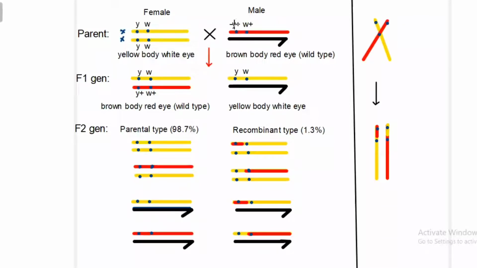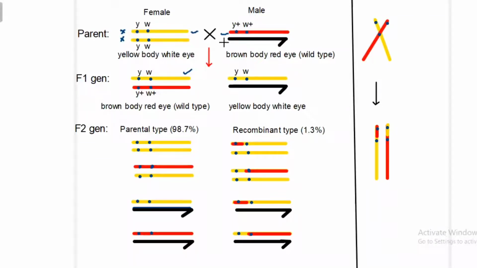Then he took a brown bodied male with red eyes. So the male is brown body and red eye, and the female is yellow body and white eye. And that cross resulted in, see here, the same type of gamete will be formed. So this combination will make this one, okay, y w from here and y plus w plus here, and this chromosome is the Y chromosome of the male. Okay, so don't get confused.